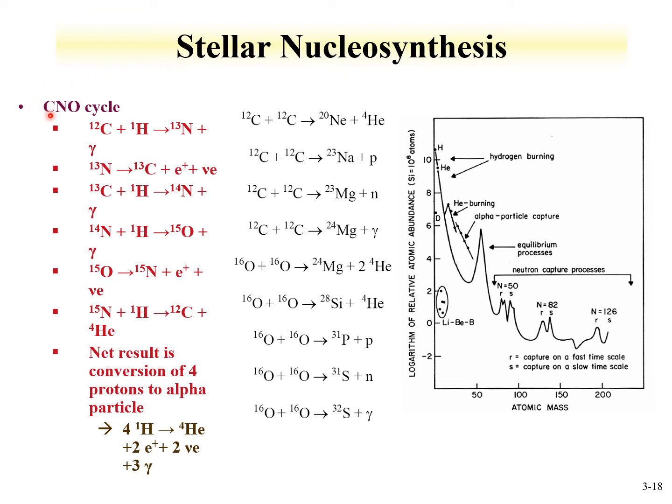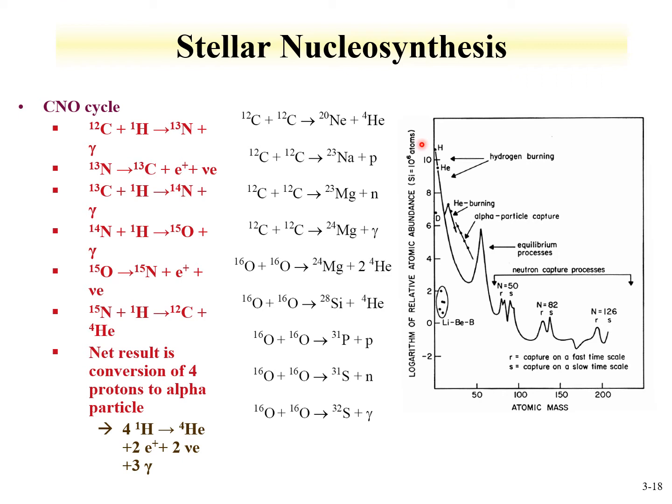So this is an example of a carbon, nitrogen, oxygen cycle where carbon reacts with particles such as a proton to make nitrogen, which decays to carbon-13, which can then make nitrogen-14. And some examples are given here for nitrogen reactions. We can also have fusion of carbon, oxygen to produce heavier elements, along with productions of alpha particles, protons, neutrons, or photons. The overall net conversion of 4 protons to an alpha particle is derived through the summation of some of these reactions.